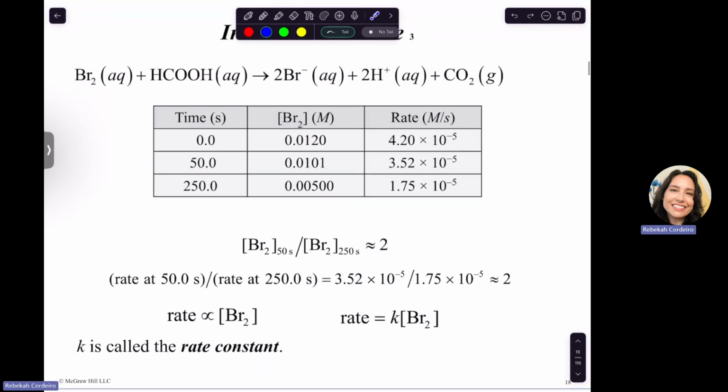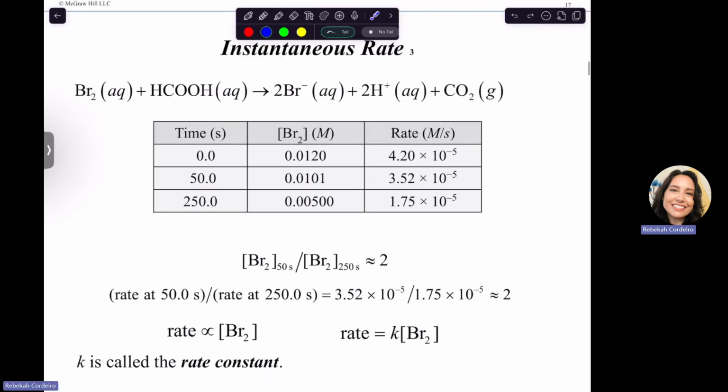So what we're looking at for the instantaneous rate is, if I change the concentration, how does the rate change? The concentration at 50 seconds versus the concentration at 250 seconds has a ratio of 2. So 50 seconds is 0.101 and 250 seconds is 0.005, which is almost doubled, right? So there's a ratio of 2 here. And if you look at the rate at these 2 points, it is also a ratio of 2. If your concentration changes by a factor of 2, and your rate at those times also changed by a factor of 2, then we can say this is what's called first order.